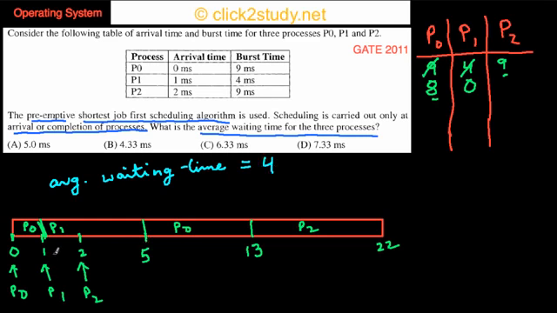That is P0. What about P1? P1 came here and it got done, so P1 did not wait at all, so 0. What about P2? P2 came at 2, it got the CPU at 13, so 13 minus 2 is 11, and that's the waiting time. So the total, 15, divided by 3, is 5. Okay, and that is the correct choice.